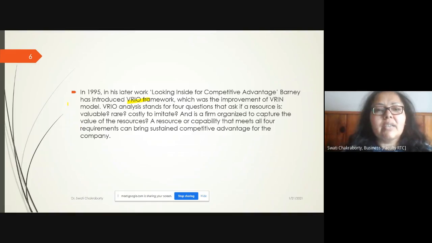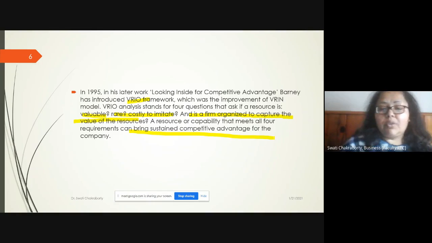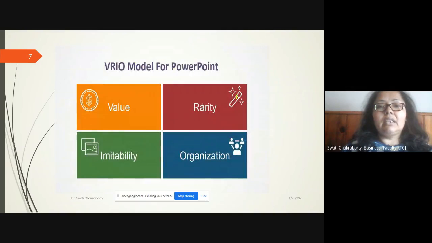So VRIO here stands for valuable, R for rare. Then I, it's difficult to imitate, that is, costly to imitate. And O talks of whether a firm is organized to capture the value of the resources. A resource or capability that meets all 4 requirements can bring sustained competitive advantage for the organization. So these are the 4 things: value, rarity, imitability, and organization.